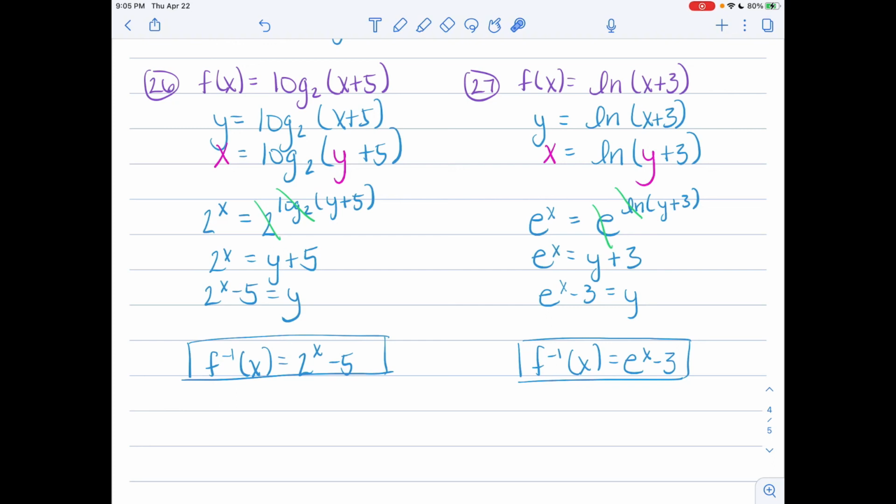We are left with e to the x is equal to y plus 3. Move the 3 over. e to the x minus 3 is equal to y. Finally, just write in our function notation, f inverse of x, remember this -1 means inverse, is equal to e to the x minus 3.